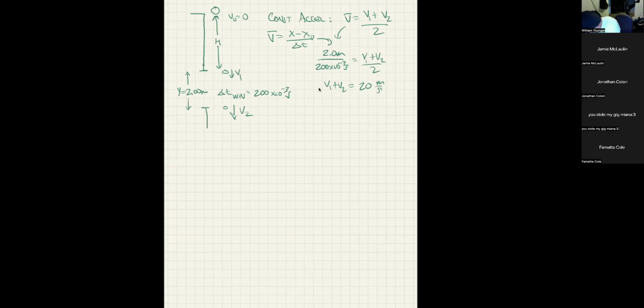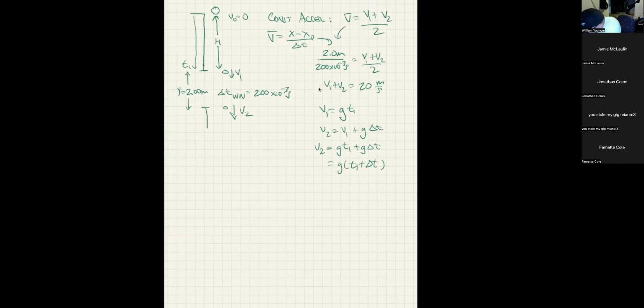Now, what I also know is that v1 is equal to g times, let's call it t1, which is the time required for it to get here. And I also know that v2 is equal to v1 plus g times what I call delta t. Okay. So I can now say v2 is equal to g t1 plus g delta t, which is g times t1 plus delta t. What I'm saying is t1 is the time required for the ball to get to the top of the window.